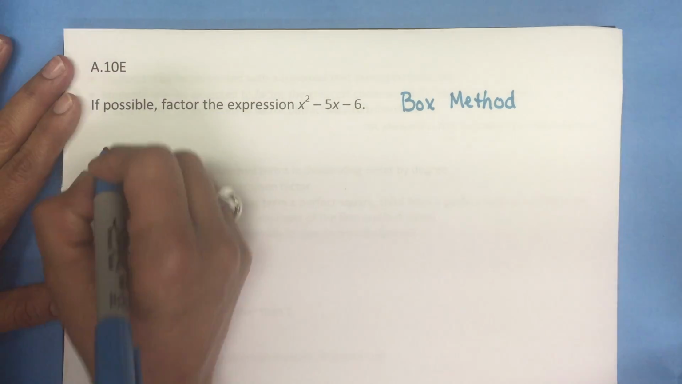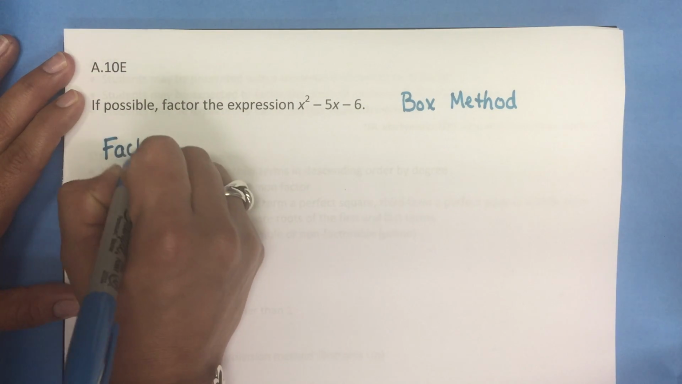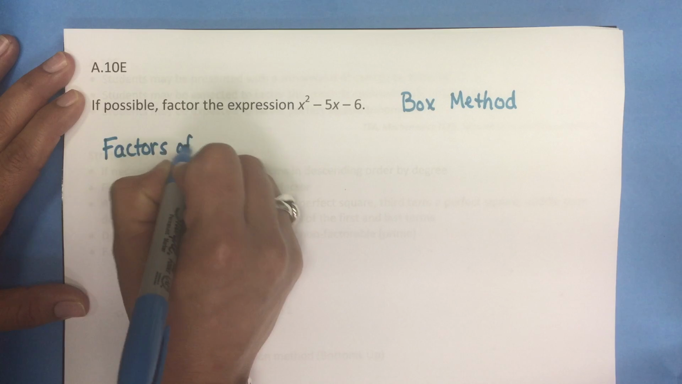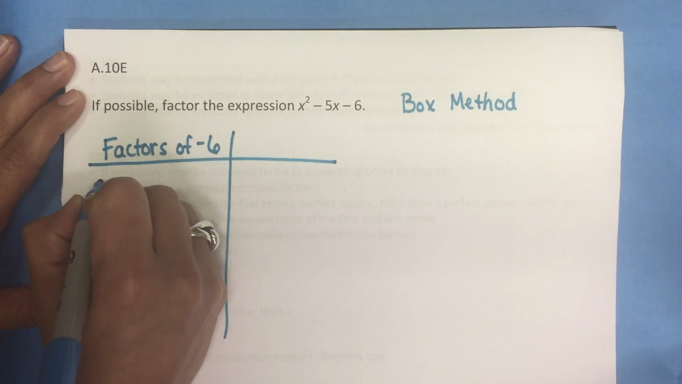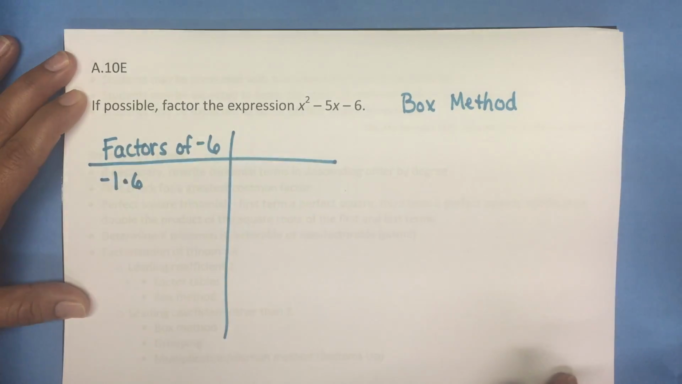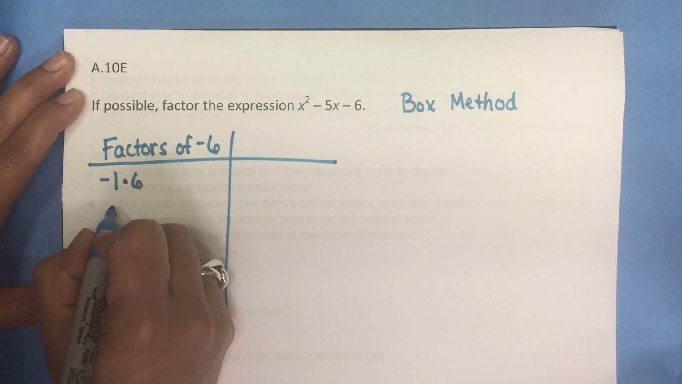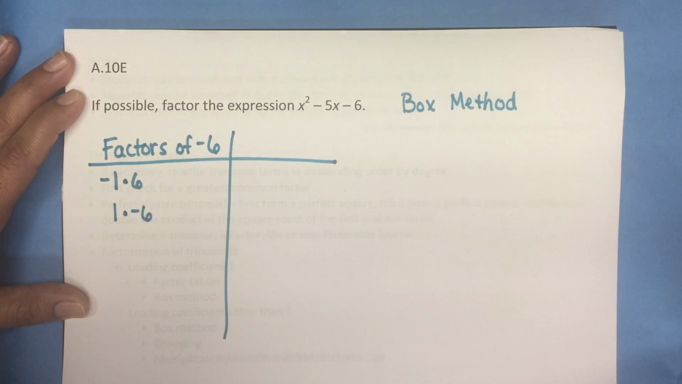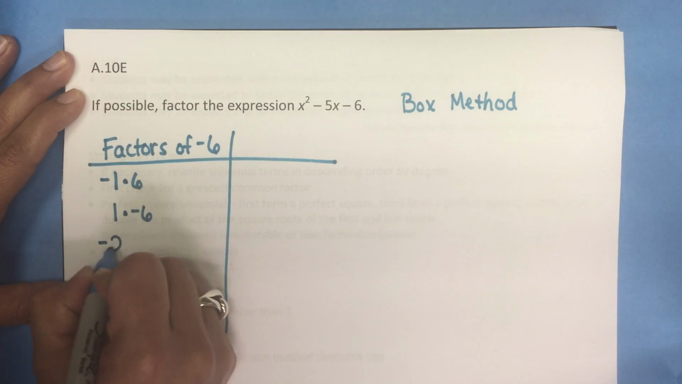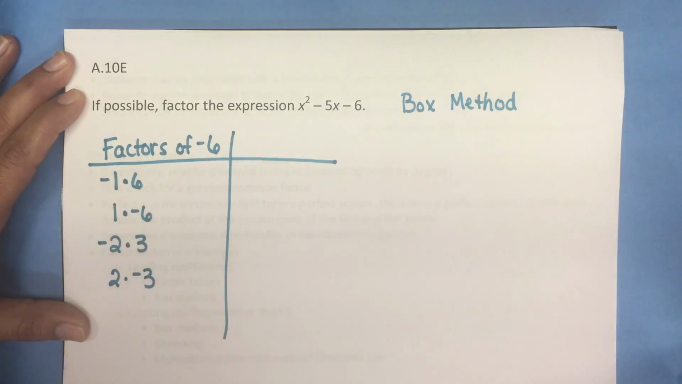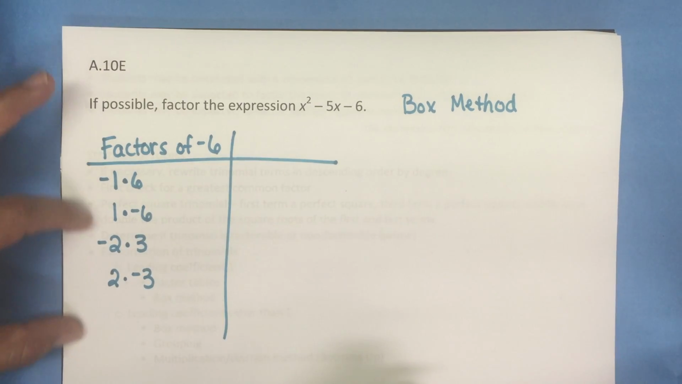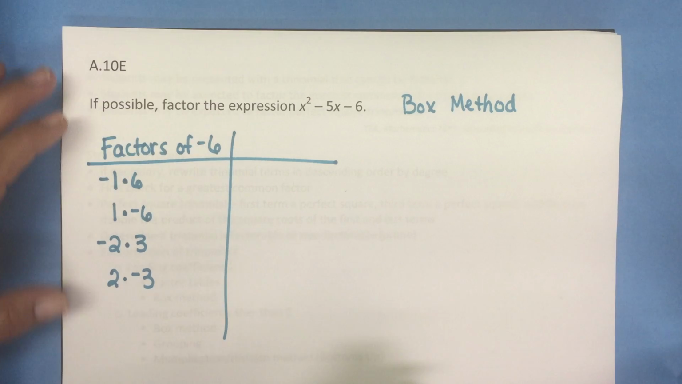So what are factors of negative 6? We're going to list those. Well, let's see. We could multiply negative 1 times 6. We could multiply positive 1 times negative 6, negative 2 times 3, or 2 times negative 3. And those are all the factors for negative 6.